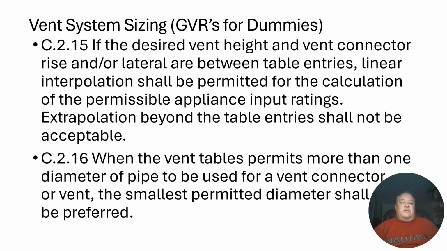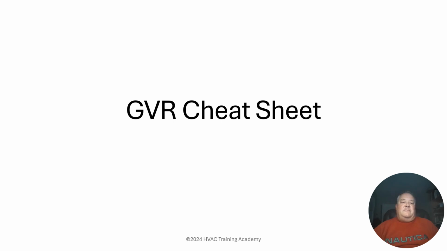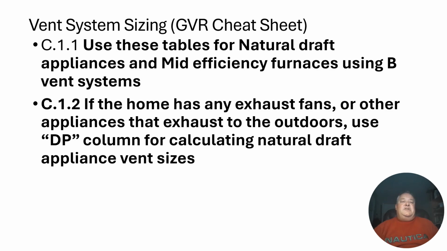When the vent table permits more than one diameter pipe to be used for the vent connector or vent, the smallest permitted diameter shall always be preferred. So that's a little different than some of the other things that we've learned so far. What I did was basically shorten the actual code clauses and make what I call the GVR cheat sheet.